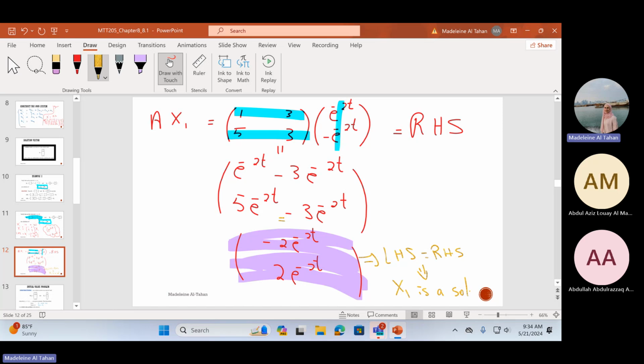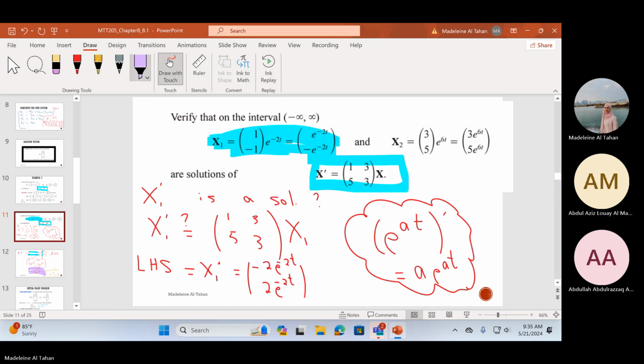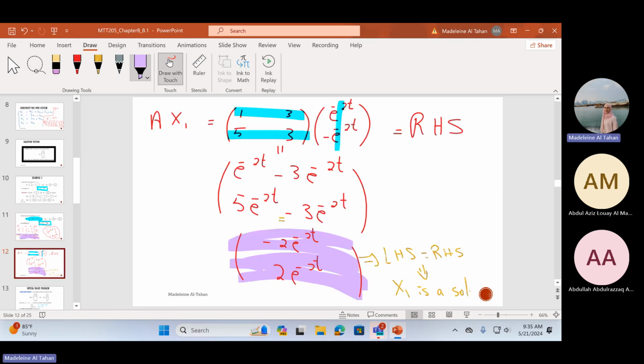So let's first take the one over there. Make sure of it. Till now we don't know how to solve, we know how to check. Next lecture, hopefully we'll learn how to solve. This is your left-hand side, and this is your right-hand side. Are they equal? So it's a solution. How do we check if x2 is a solution?